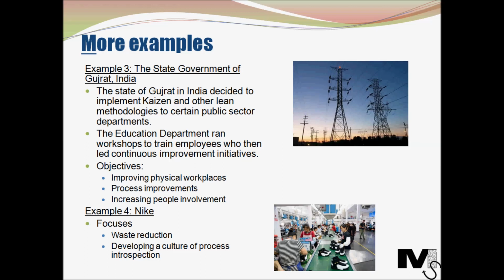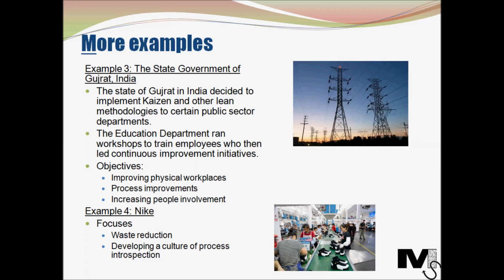The next example is Nike. Nike is a classic example of a company that incorporates the continuous improvement model using various lean manufacturing methods, including Kaizen. One of the important focuses for the organization is, again, waste reduction and then developing a culture of process introspection and improvement at all levels, starting at the factory floor. So using these examples, we can see that Kaizen can be implemented in a variety of organizations, in a variety of ways, and the process is aimed at introducing a culture of continuous improvement.